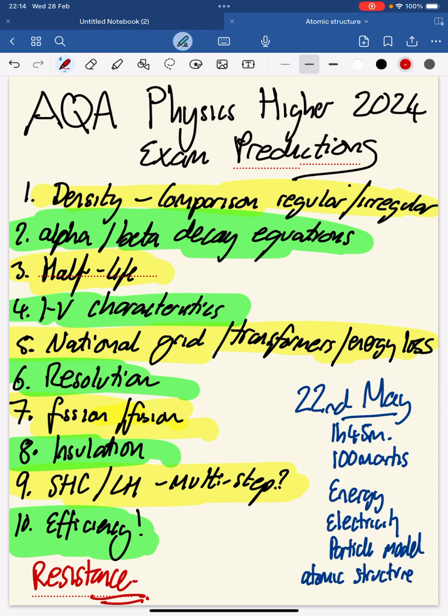The first one is density, having a solid comparison of regular and irregular objects. So that's like using your Eureka can, displacement can, and making sure you're happy with the equation of mass divided by volume. Making sure that you're happy with alpha and beta decay equations.